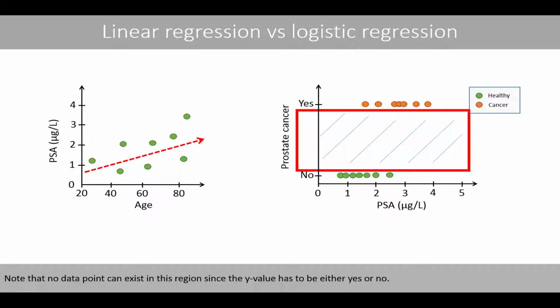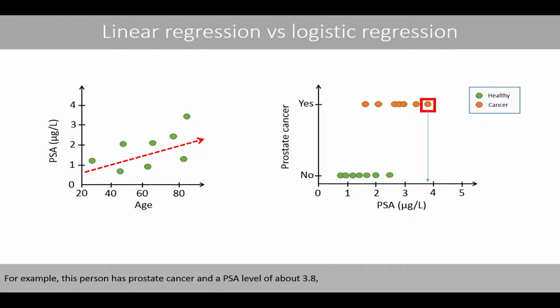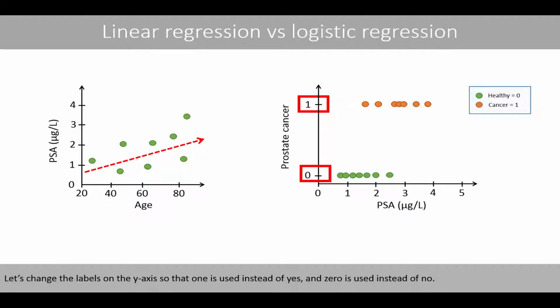Note that no data point can exist in this region since the y value has to be either yes or no. For example, this person has prostate cancer and a PSA level of about 3.8, whereas this person from the healthy control group has a PSA level of about 2.5. Let's change the labels on the y-axis so that 1 is used instead of yes and 0 is used instead of no.